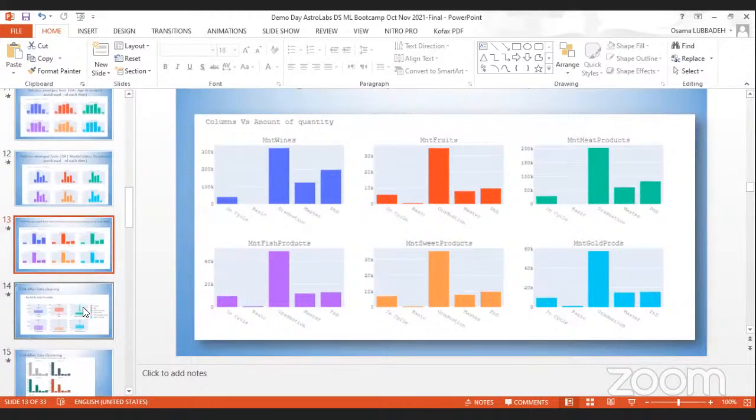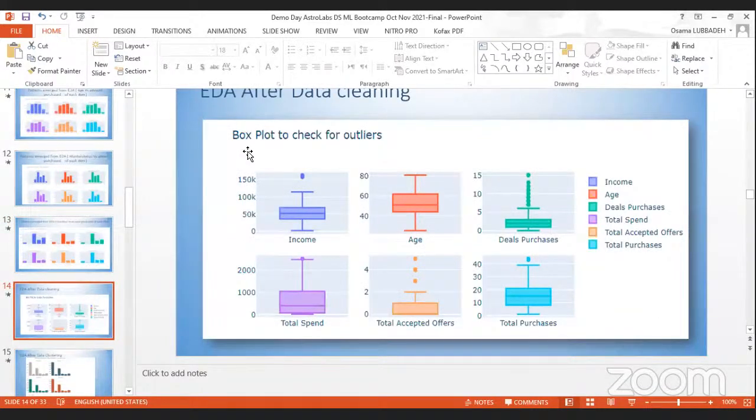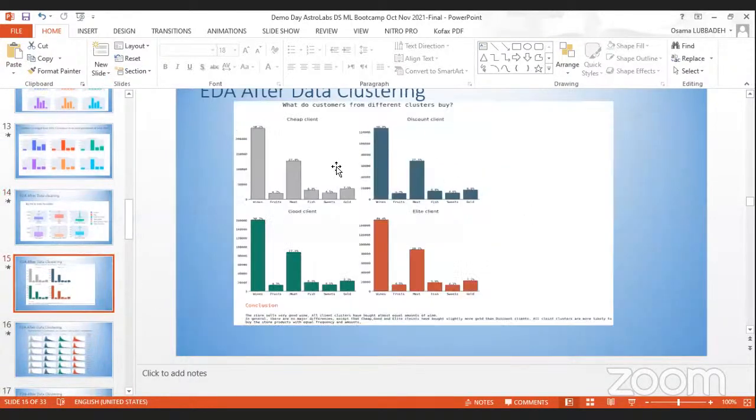Now, after I completed all the cleaning, I checked for the outliers again. Here I kept this one, three points of outlier. As you can see from the columns that I kept, which are the income, age, how many deals they purchased, how many purchases they did each time, offers that they accepted, coupons, and how much they spent on each item and each purchase. Now, this is the clustering, the data after clustering.